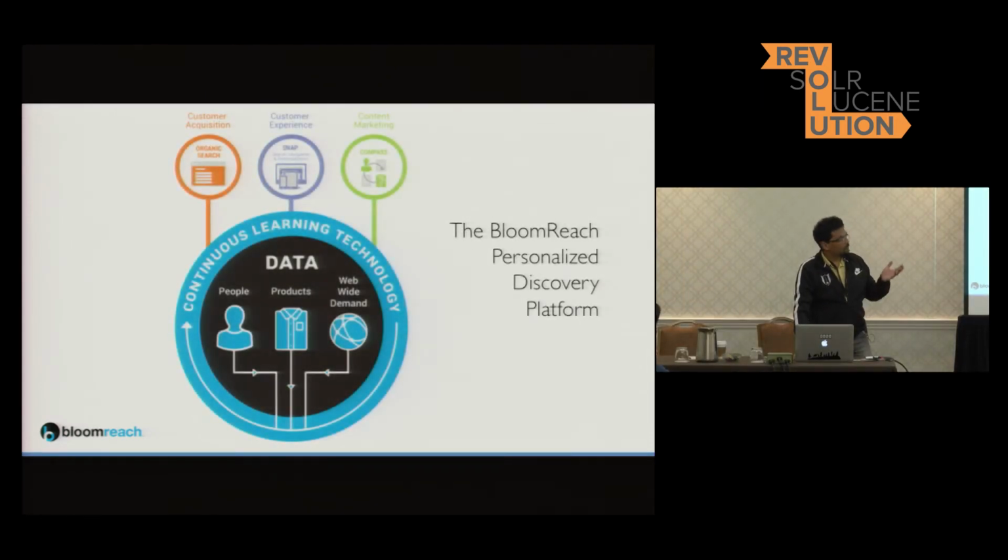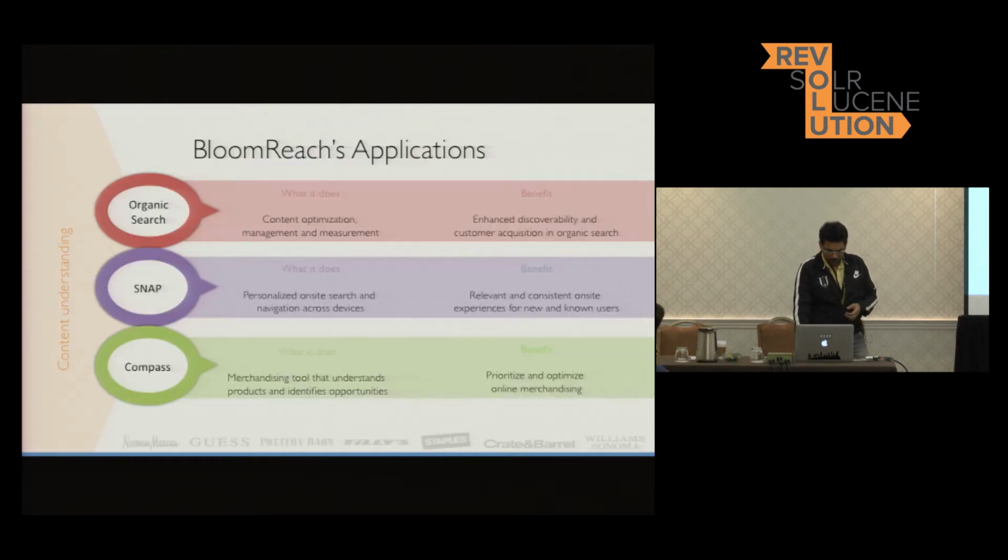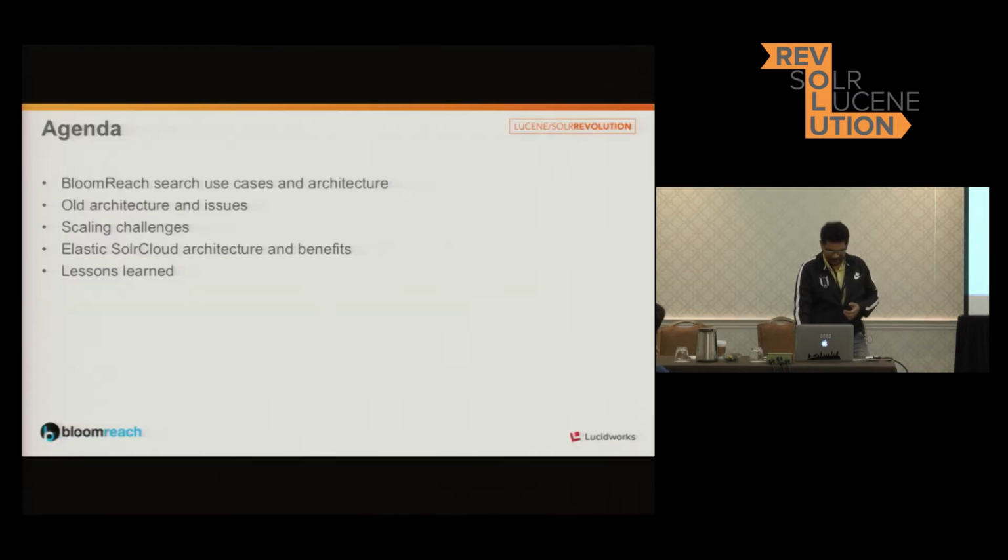BloomReach offers 3 different products right now. One is for search: how do you optimize the search on your website, and personalized search. Another is Compass, which is basically our opportunity identification mechanism for our customers. It's a summary of what I was just mentioning in the last slide.